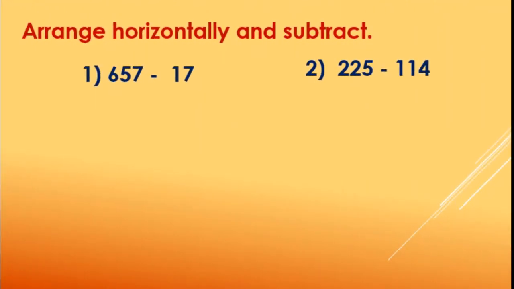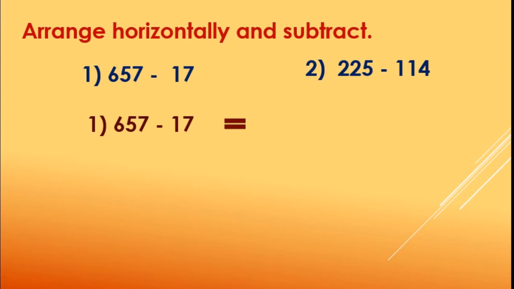Yes, dear students, here arrange horizontally and subtract. Here we are not going to use arrow marks. Directly we will do. See this one, 657 minus 70. You know how to do. Okay, 1 minute I am going to give you. Calculate the answer. Then I will write the answer here. 657 minus 70.